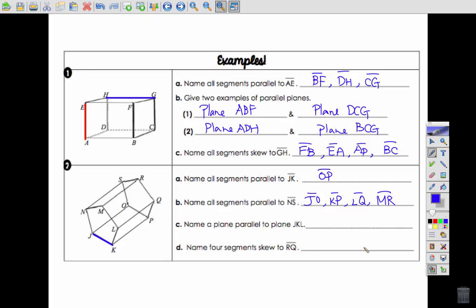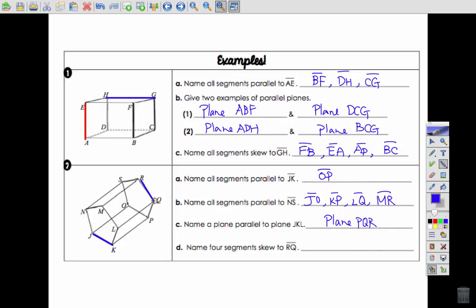Name a plane parallel to plane JKL. If I have JKL, I can do PQR. So plane PQR would be parallel to JKL. Name four segments skew to RQ.